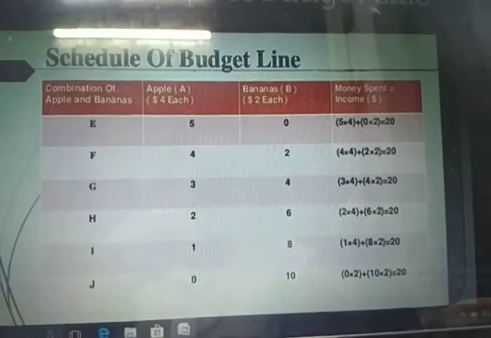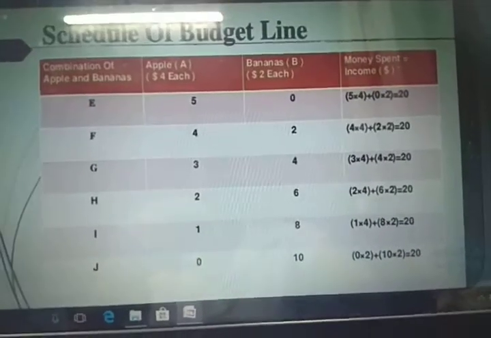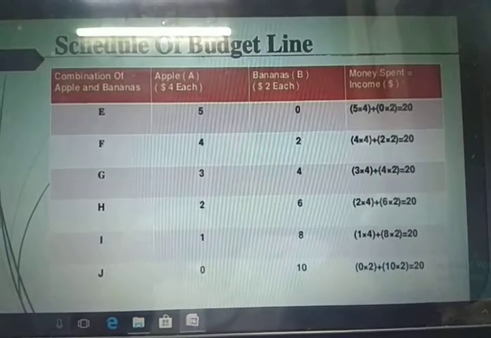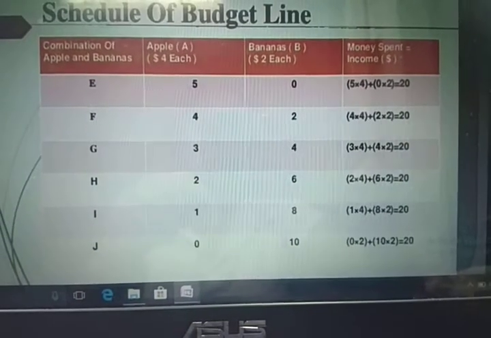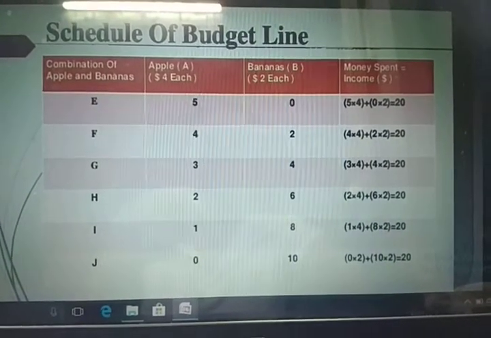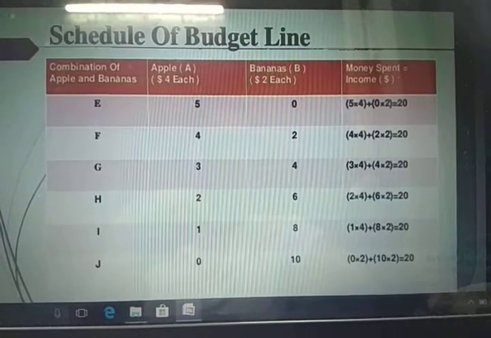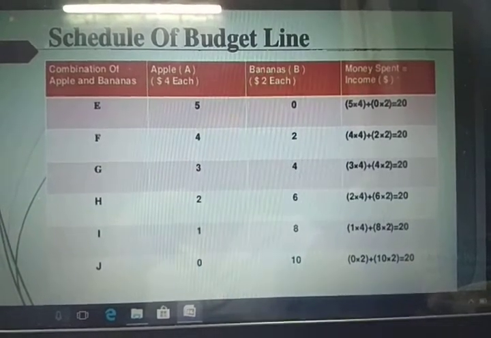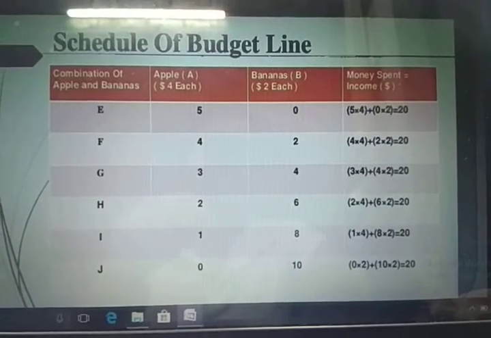So again I'm repeating, lay focus on each and every word which I'm speaking. Graphical representation, that means I'm going to show you the diagrammatic presentation of the same. Graphical representation of possible combinations of two goods. That means we speak about budget line when the consumer is consuming two goods, and these two goods can be purchased with the given income and prices.